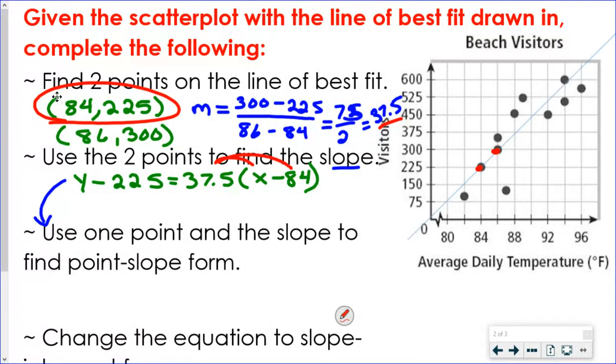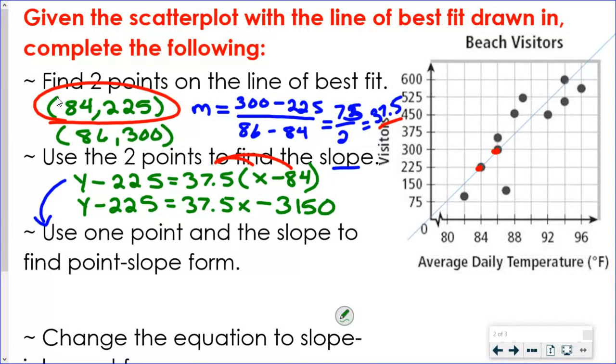Okay, so we're going to distribute, and I get y minus 225 equals 37.5 times x minus, now 37.5 times 84 is 3150. Okay? So far, so good.